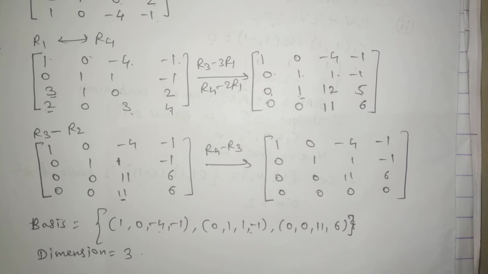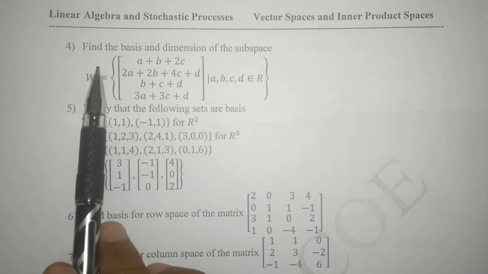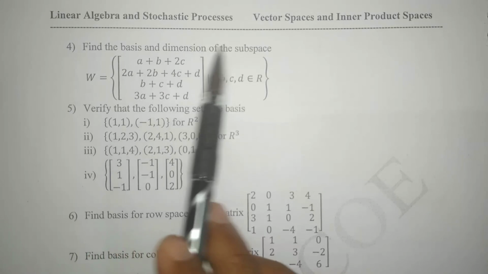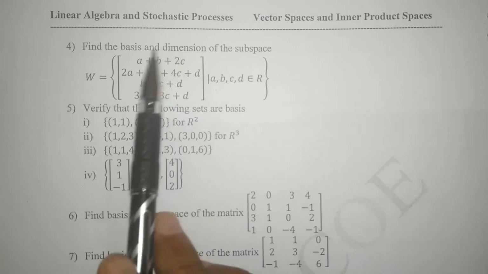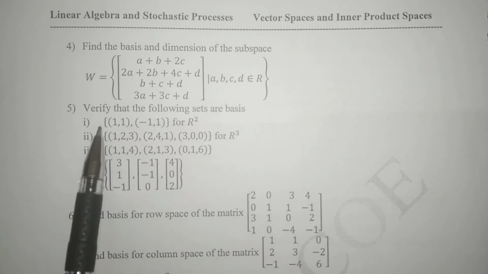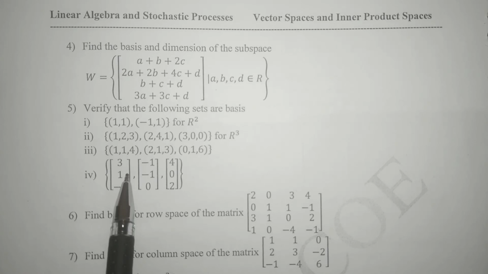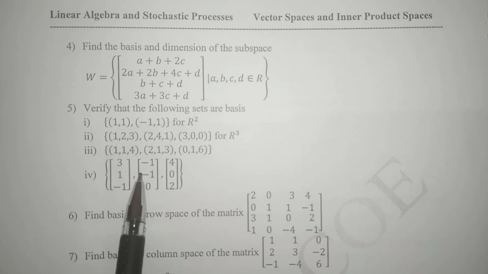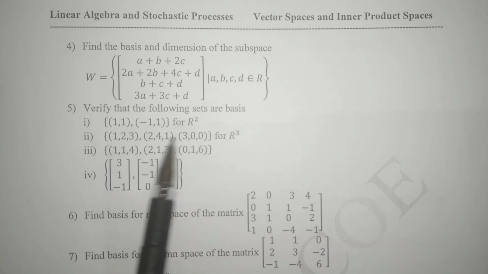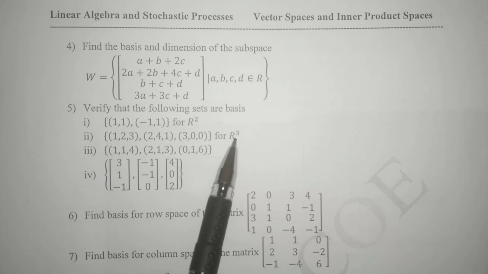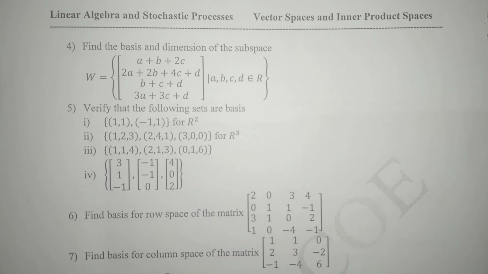Now some examples for practice. Solve this example for practice. Find the basis and dimension of the subspace W, which is given. Find the basis and dimension for this set. Then verify that the following sets are bases. All these 4 sets are given. Verify whether these sets are bases. For that we have to check the 2 conditions: whether these sets, or these elements, span R square, R cube and so on, and whether they are linearly independent.